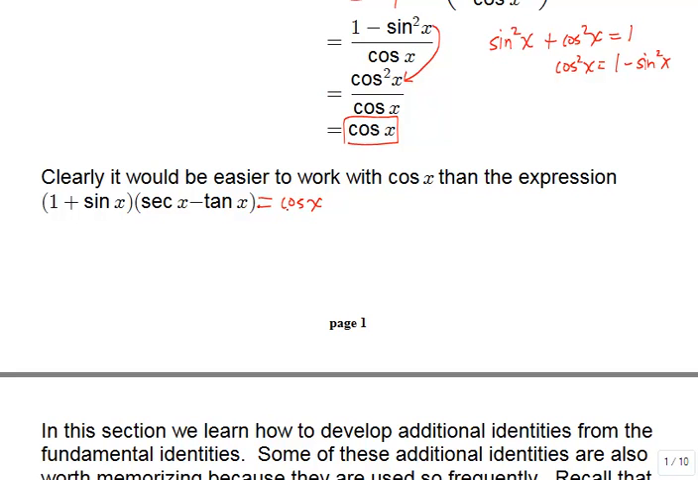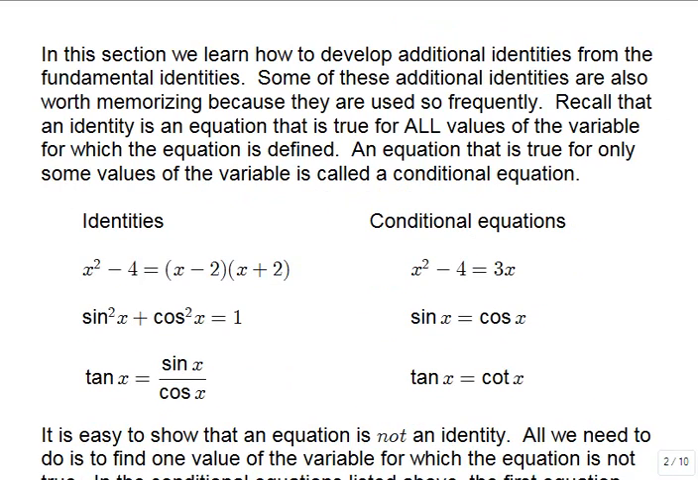And wouldn't it be simpler to just work with cosine x than all of this big product? Sure. So that's why we're going to be talking about how to use identities to simplify expressions and figure out how to turn them into simpler things to work with. In this section, we learn how to develop additional identities from the fundamental identities.